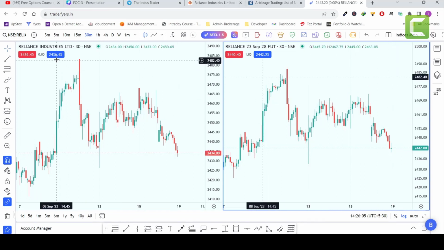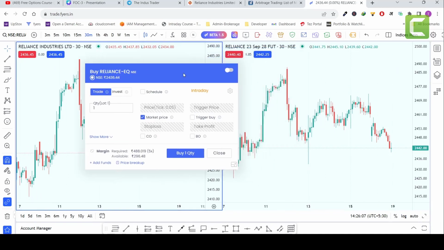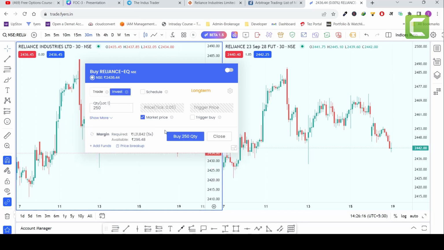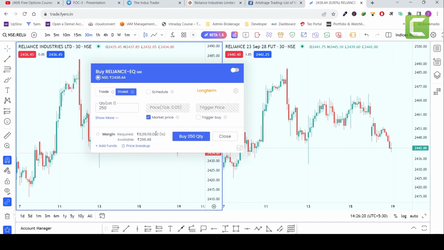Why? Let's say we are buying 250 shares, because the lot size of Reliance is 250 and I want to invest. If you see, we require around 6,09,000. Let's say for easy calculation purposes, around 6,10,000.